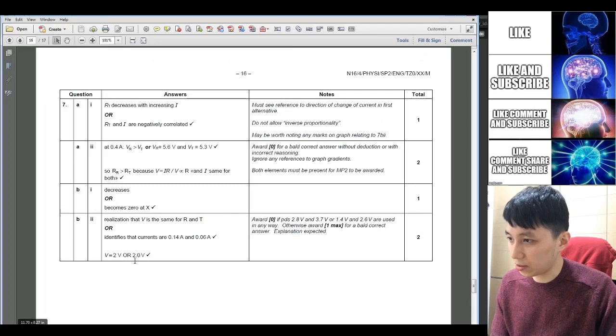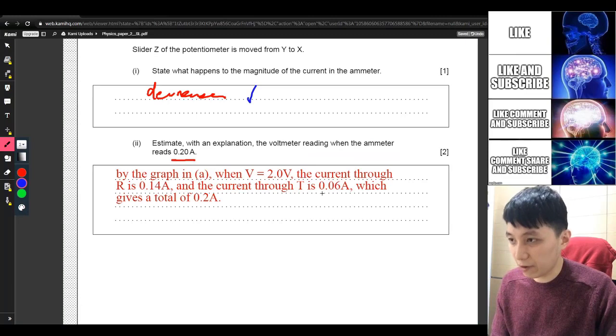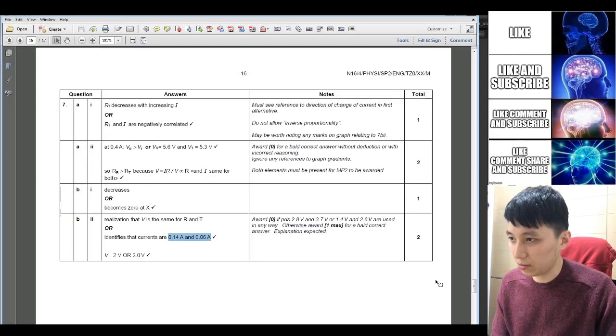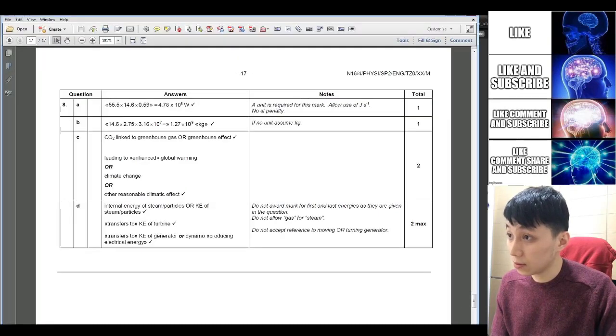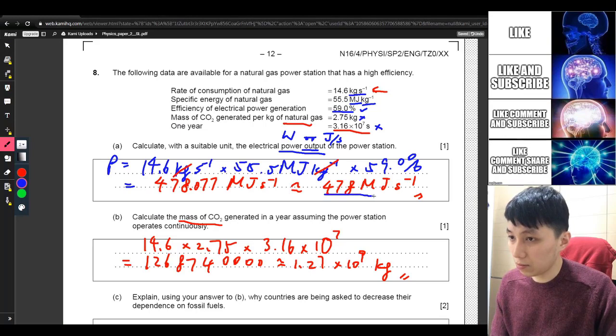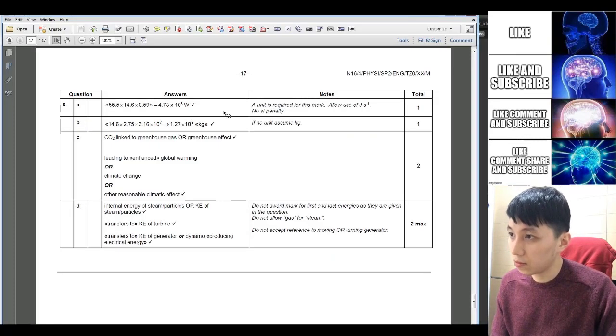Like I said, when it is 2.0 V, then the current are these two. So it's very essential that you mention each of these and then add them together to become 0.2 A. And then that is correct. I guess, unit is required, you could allow the use of joule per second. I think using megajoule is fine as well. Here, that's right.